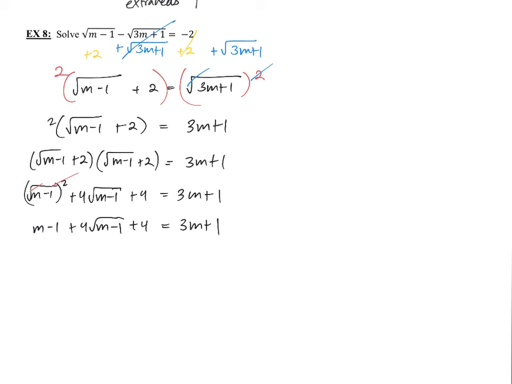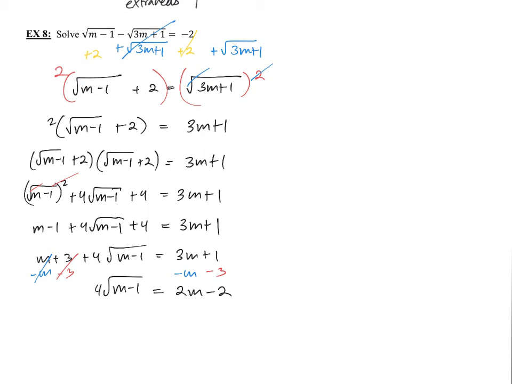Darn, we still have a radical. So we're going to have to do that same cycle over again. So isolate the radical. Let's see. I'm combining like terms right here, though. I'm going to do that first before I add anything else. So I'll have m plus 3 plus 4 root m minus 1 equals 3m plus 1. Now let's get the radical by itself. So minusing m from both sides. And then I'll go ahead and subtract 3 from both sides. So I'm left with 4 root m minus 1 equals 2m minus 2.